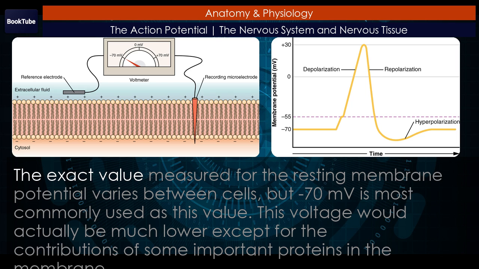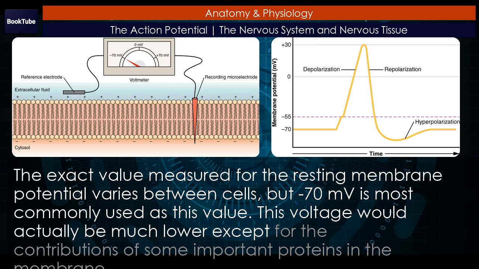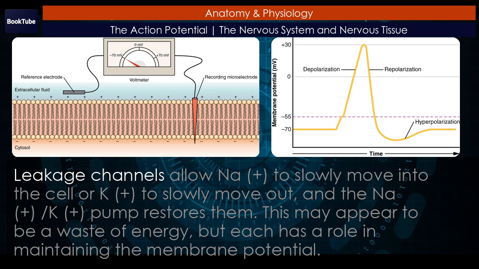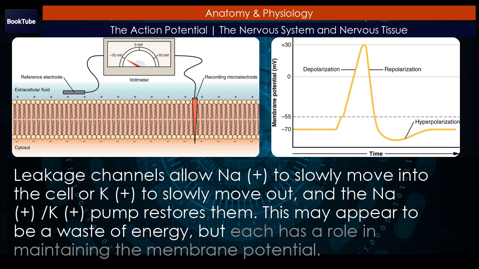The exact value measured for the resting membrane potential varies between cells, but -70 mV is most commonly used as this value. This voltage would actually be much lower except for the contributions of some important proteins in the membrane. Leakage channels allow Na+ to slowly move into the cell, or K+ to slowly move out, and the Na+/K+ pump restores them. This may appear to be a waste of energy, but each has a role in maintaining the membrane potential.